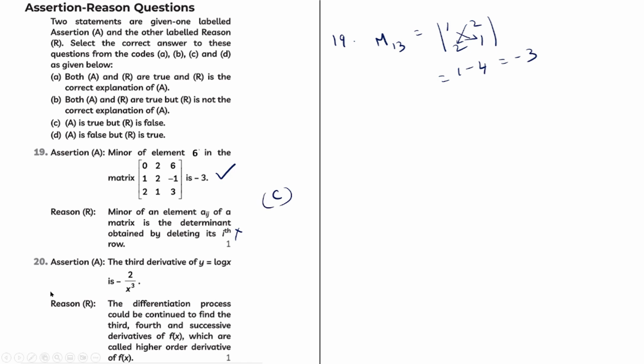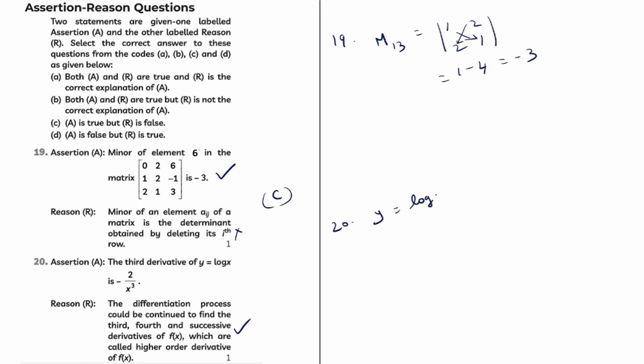Now we have the 20th question. Assertion: the third derivative of y equal to log x is minus 2 by x cube. Reason: the differentiation process could be continued to find the third, fourth and successive derivatives of f of x, which are called higher order derivatives. So here we can see that the reason is true. We can find the higher order derivatives by continuing the differentiation process to find the second, third, fourth and other derivatives. So here the reason is true. Let us check whether the assertion is true or not.